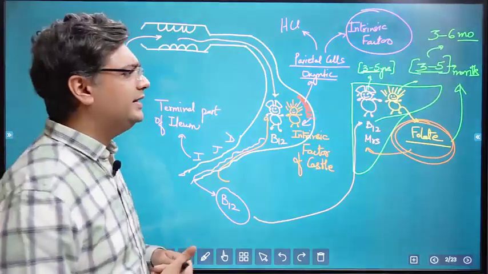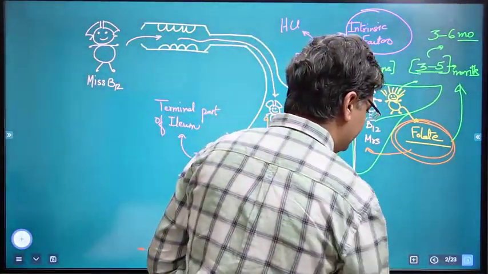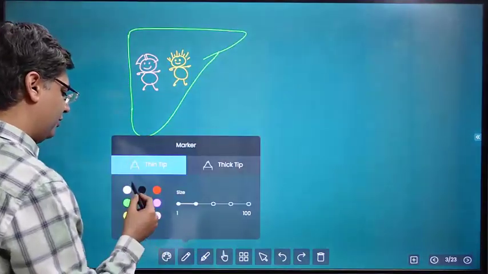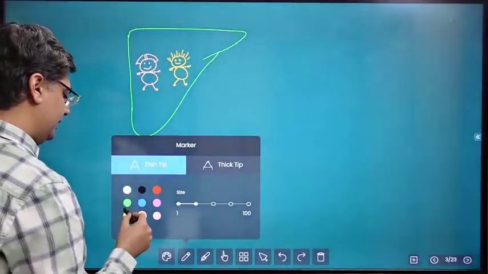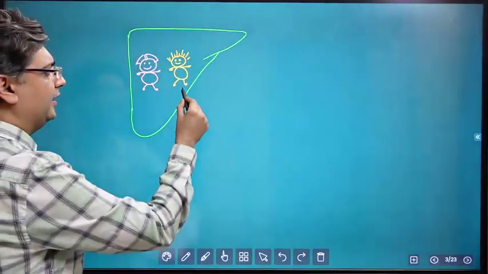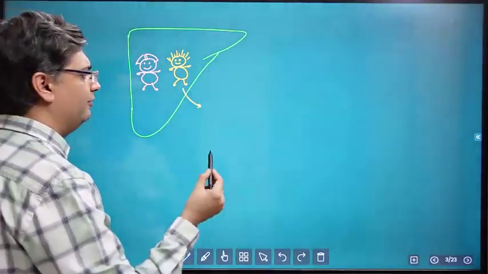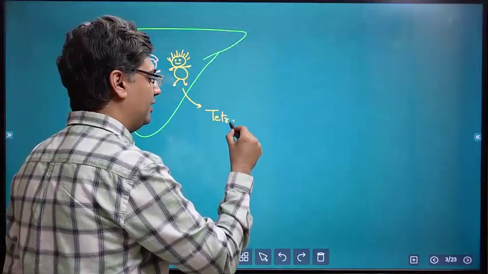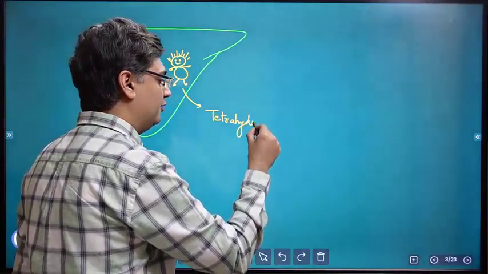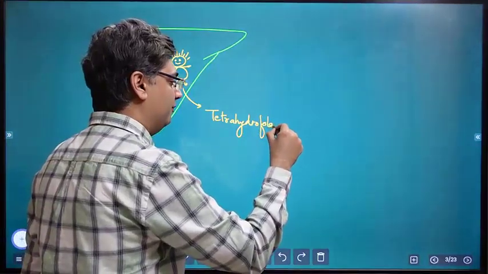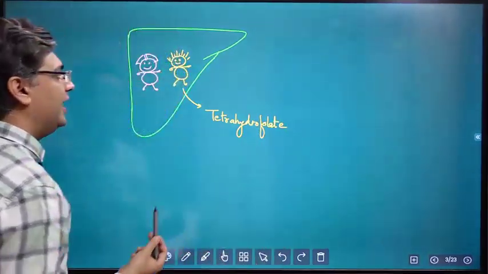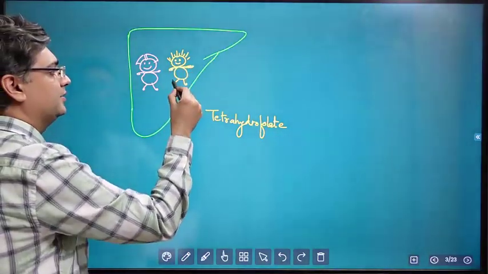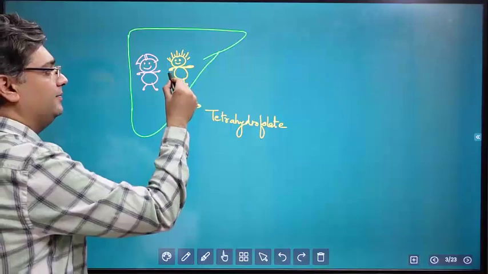Now let's see how they utilize their time in the liver. Here what I have drawn is this folate, and do you know what is the active form of folate, or the working form of folate? It is tetrahydrofolate, THF. Why? Because he is having, let's say, 2 hands and 2 feet, so he's having 4 limbs.